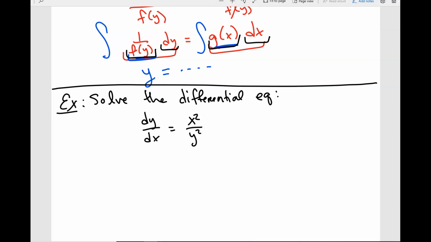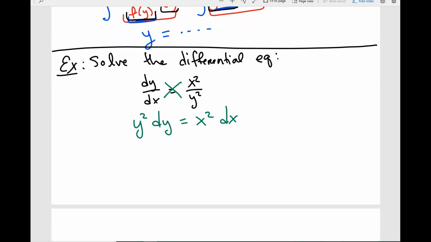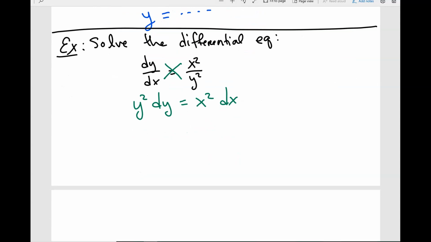Using separation of variables, one of the things you can do is try to cross multiply. So I can just do something that looks like this: y squared dy equals x squared dx. And as you can see, you have all of the y's and all of the x's isolated. Now the next thing we want to do is take the integral, so I'm going to integrate both sides.